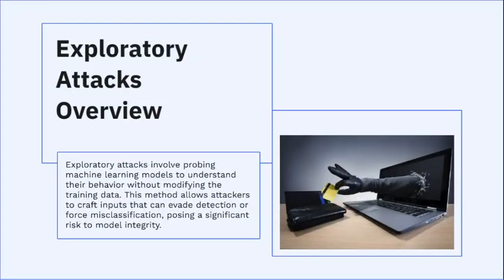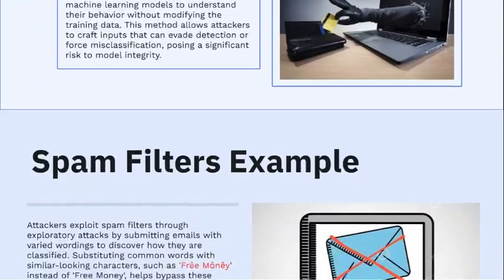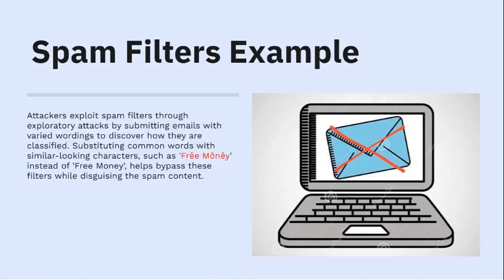For example, exploratory attacks, also known as inference-based attacks, focus on understanding how an AI model classifies the input without altering the training process. For example, attackers submit emails to spam filters. Instead of the word "free," they just modify some of the characters in it to classify the email as non-spam.